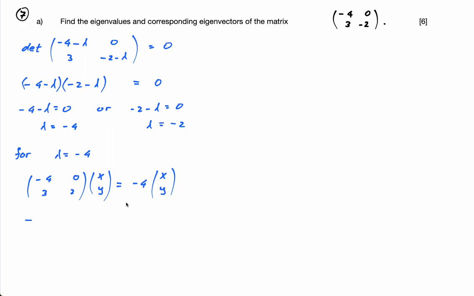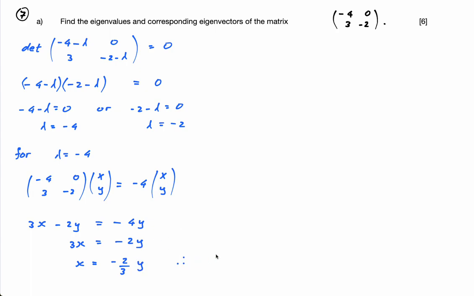So I go with the second one, which is 3x plus 2y. Sorry, that's a minus, guys, here. Why did I do that? Okay, that's a minus. So it's 3x minus 2y equals -4y. So this times this plus this times this has to equal this times this, which gives me 3x equals -2y. So x is -2 over 3y, if you like.